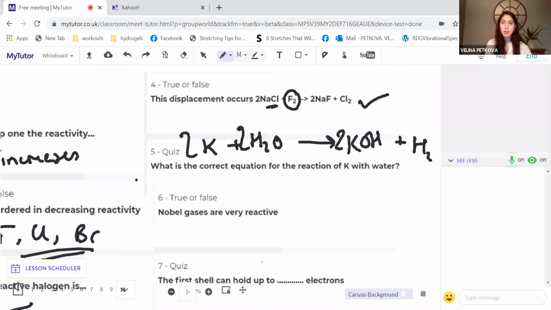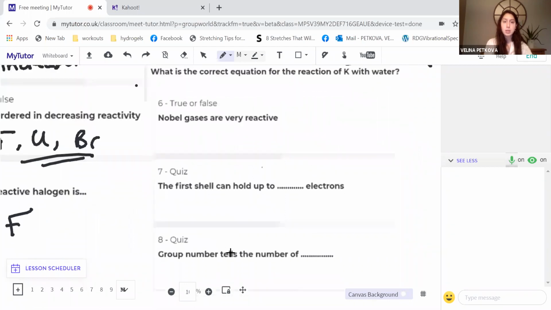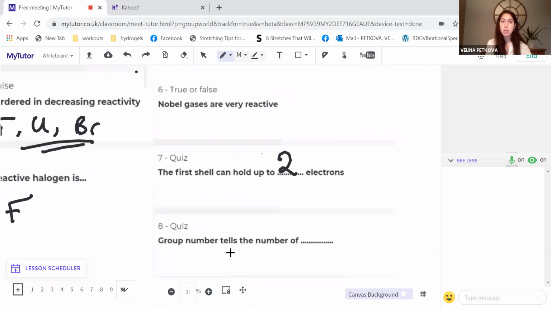So yes, key reactions to know and be aware of. So noble gases are very reactive? No, they are not. They're very unreactive because they have a stable electron configuration. The first shell can hold up to 2 electrons, and then it's a full electron shell. From then on, we can hold up to 8 electrons. And the group number tells us the number of outer electrons. Okay, and this helps us determine how something will react.